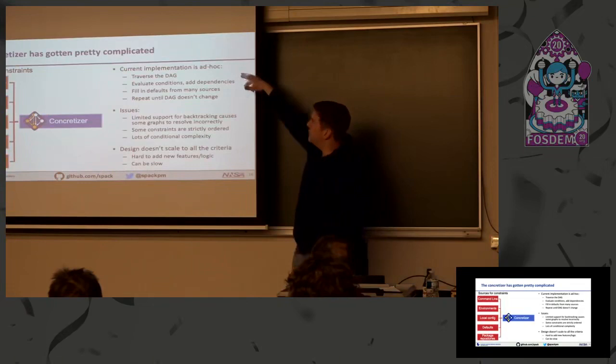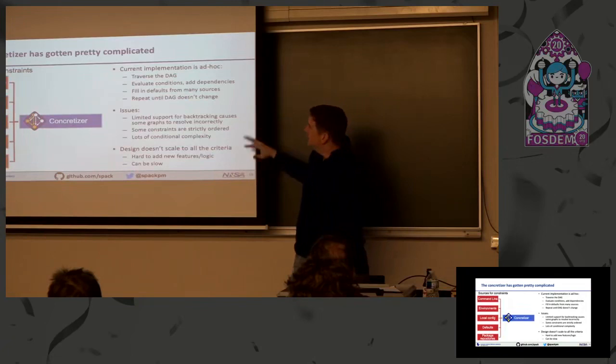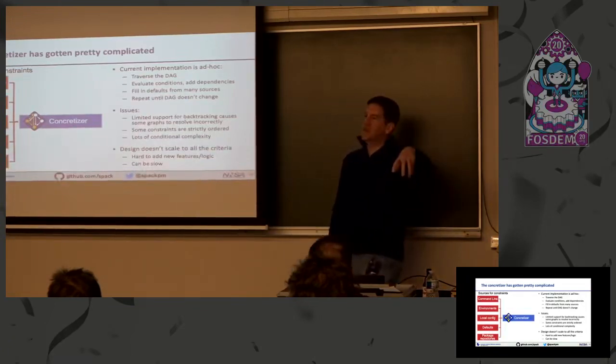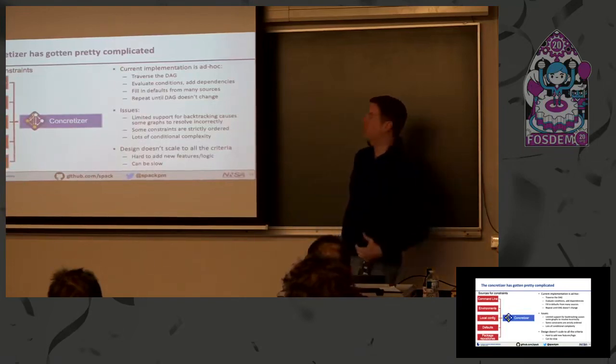And we traverse the DAG repeatedly. We evaluate conditions, add dependencies, and we repeat this until the DAG doesn't change. So it's a fixed point algorithm in the current version. And the issue with this is that there's limited support for backtracking. It's pretty greedy. You can decide the version of something over here and then discover a conflict over here and not have them resolved properly.